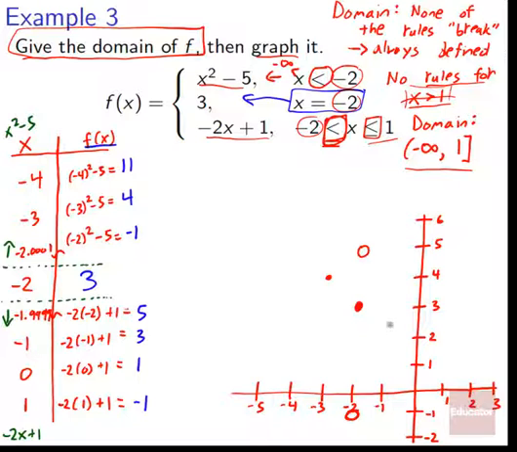Negative 1 is at 3. 0 is at 1. 1 is at negative 1. And it stops right there because we stop at 1. We can't go any higher than positive 1. Our domain caps out there. So we have a straight line, just a straight line up until where it stops. We've got this point in the middle, the 3 point, but it's just x equals negative 2.